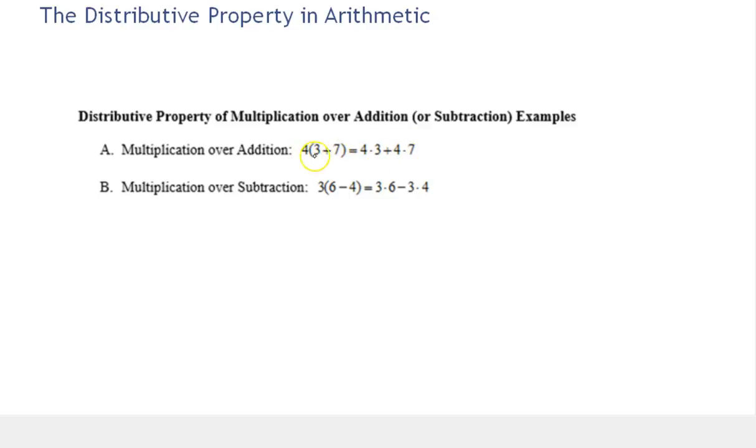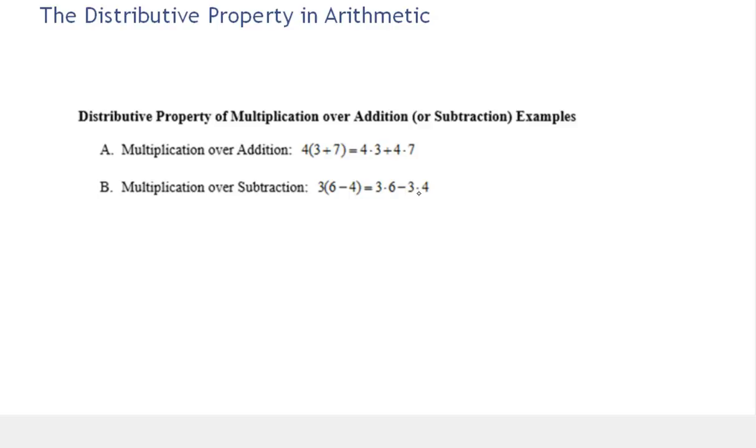Okay, so this is what we did. This is the total garden. The 3 plus 7 was 10, but we can split it up and think of finding the sum of these two products instead of the product of this number and the sum. It also applies to subtraction. So if we have 3 times the quantity of 6 minus 4, or the difference, we can multiply the 3 times the 6 and then subtract 3 times the 4.